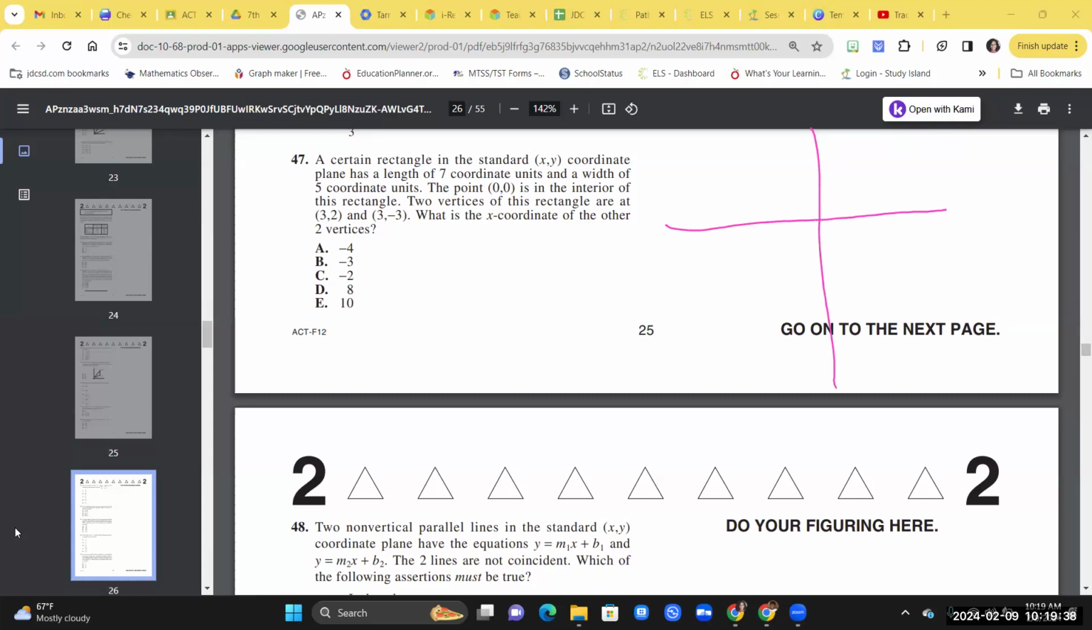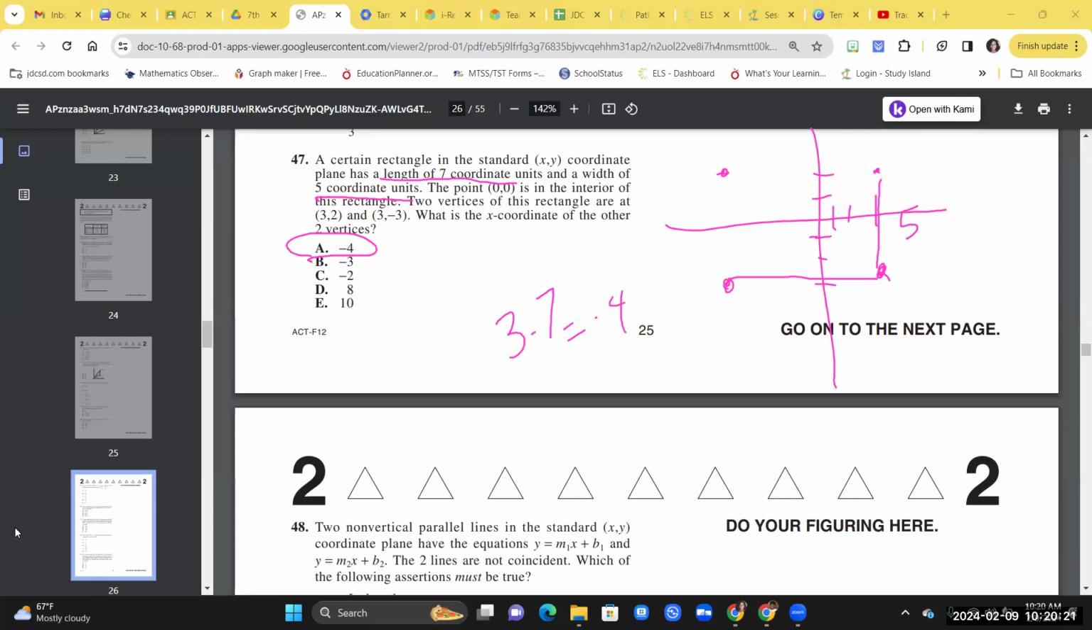I'm a visual person. So they gave us (3, 2) as one corner, and (3, -3), so it'd be right here. They said the length was 7, width of 5. If you check these two coordinates, they gave us our width of 5, so we need the 7. So we'll take our x coordinate, which is 3, and we can subtract 7, meaning to bring it this way. That'll give us -4 for here, and -4 for there. So the x value could be -4.